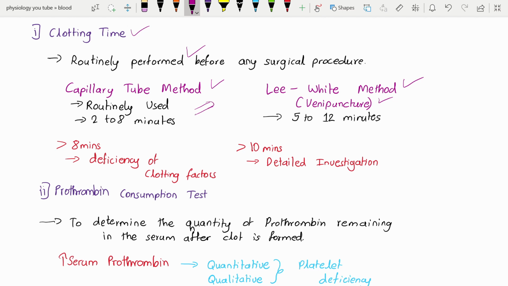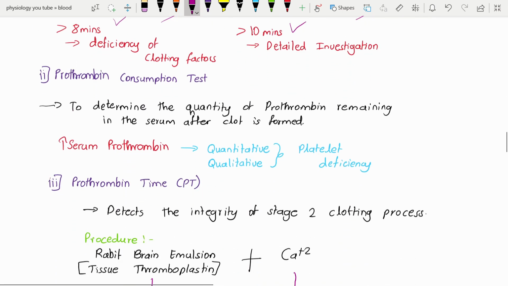Okay, it is said it is normal within the 2 to 8 minutes, and in Lee-White method it is normal within the 5 to 12 minutes, and it is said to be prolonged in Lee-White method if it is exceeding more than 10 minutes. In both cases there is deficiency of clotting factors and we need further investigations.